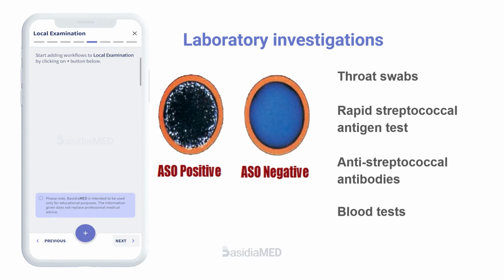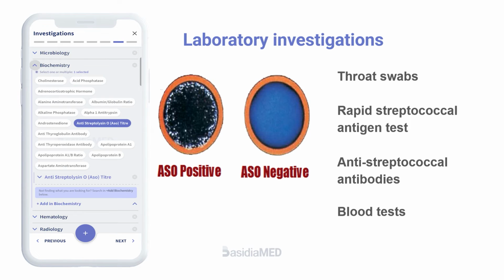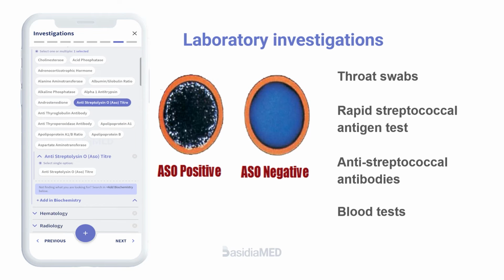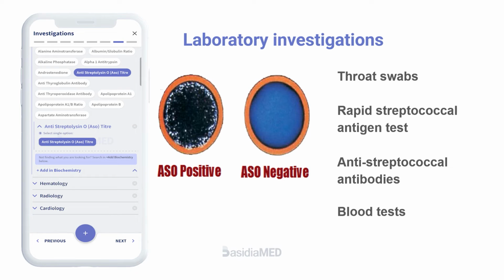Throat swabs testing for cultures of group A streptococcus, although usually negative by the time the symptoms appear. Rapid streptococcal antigen test, RAST. Results are obtained quicker than for throat cultures, but may be less accurate. Anti-streptococcal antibodies. The most common antibodies found are anti-streptolysin O, ASO, and anti-DNase B.